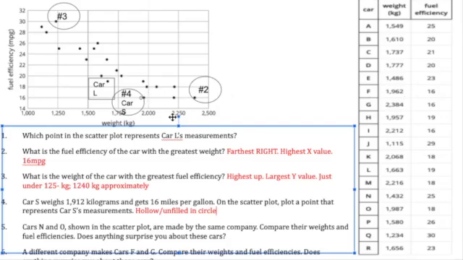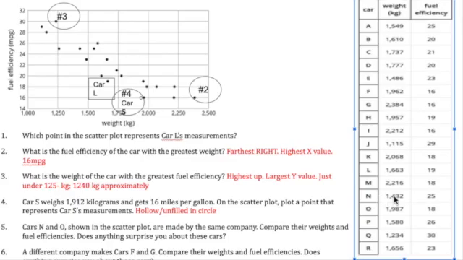Okay. So now you got N and O shown in the scatter plot are made by the same company. Oh, that's nice. Compare their weights and fuel efficiencies. Okay, so N and O. Does anything surprise you about these cars? I have no idea. N and O. If we look at these, N weighs 1,432 kilograms, gets 25 miles per gallon. Well, it doesn't seem surprising at the moment. And O weighs 1,987 kilograms and gets 18 miles per gallon. Okay, again, not so surprising.